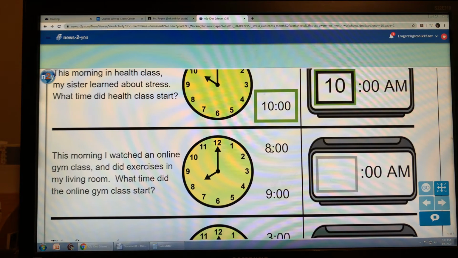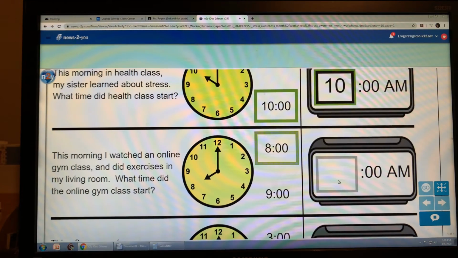So we have two choices here. This has an 8 in the hour, and this has a 9. So we're going to look at both. So we know that it's 8 o'clock that we're looking for. So in the hour spot, we want the 8. Here it is, 8 o'clock. So we're going to click that, and it will become green. And then we're going to look over at our clock so that we can make it match.